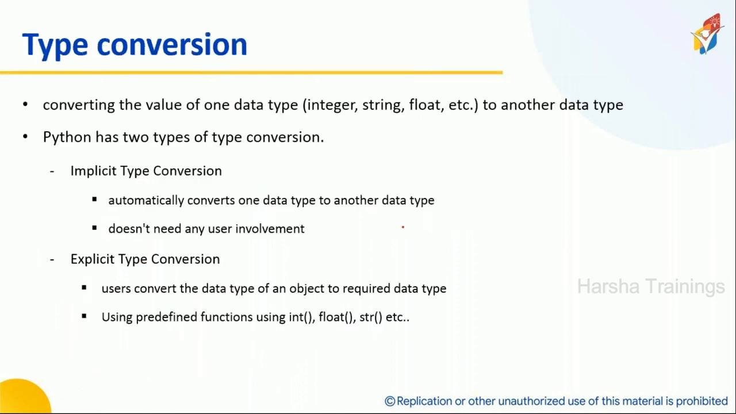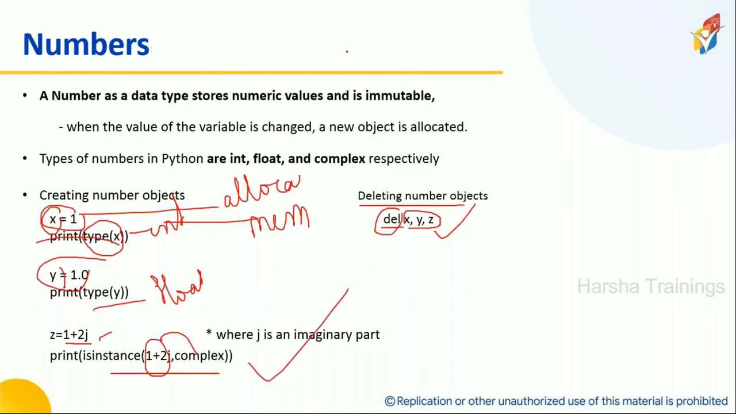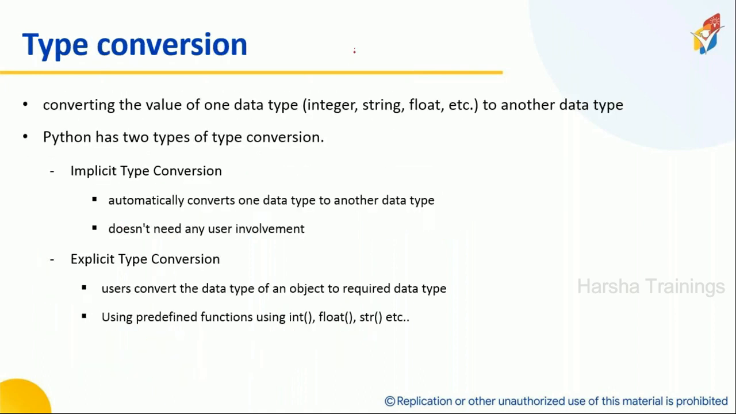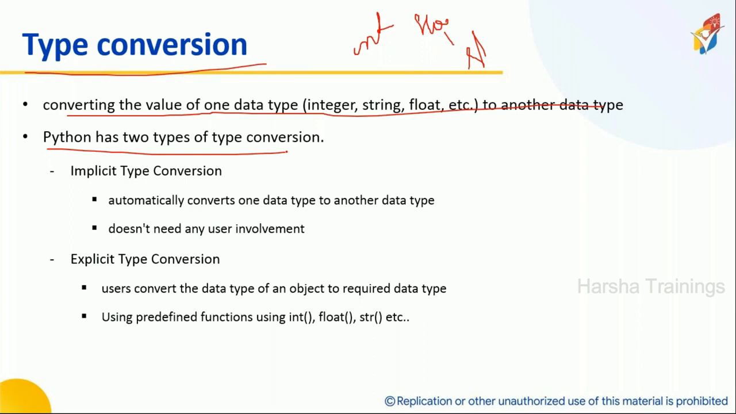Yeah. Then last, Rajkumar has asked one question, sir. How can I convert int to float or float to string? Okay? This process is called type conversion. Now, type conversion means converting a value of one data type to another. Python supports two types of conversions. First one is implicit conversion. Second one is explicit conversion. This is also one of the important topics for interview purposes.